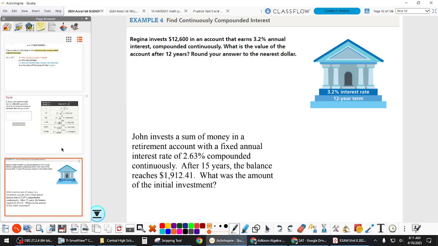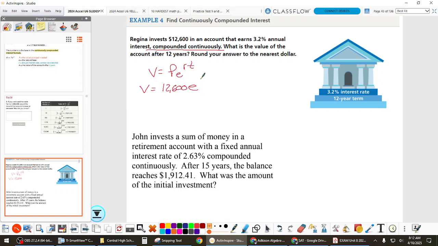So mostly today we'll do the SAT review, but just wanted to check in on continuous compounding. The first one is basically just a straightforward application of the formula. As soon as you read that it's compounded continuously, you can write the e-base equation. And then plug in, we have 12,600. And I guess we don't need the parentheses.